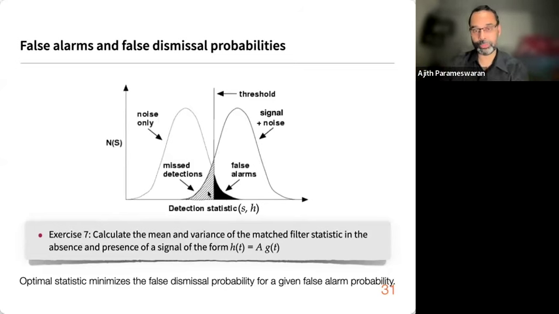So a choice of a particular threshold introduces two kinds of errors. One is called the false alarm: sometimes a fake signal can be claimed as a true signal. The other is a false dismissal, where a true signal can be dismissed as a noise trigger. We cannot avoid these kinds of errors. A good detection statistic basically minimizes both errors; in fact, it minimizes the false dismissal probability for a given choice of false alarm probability.